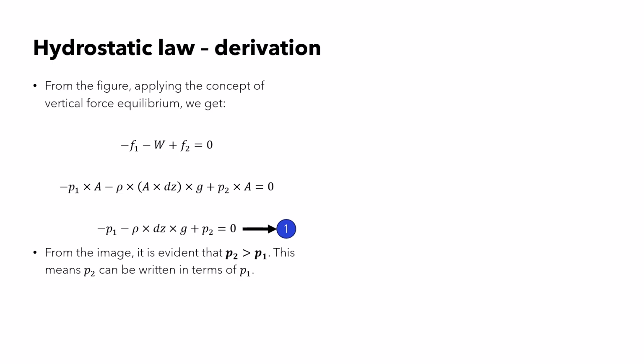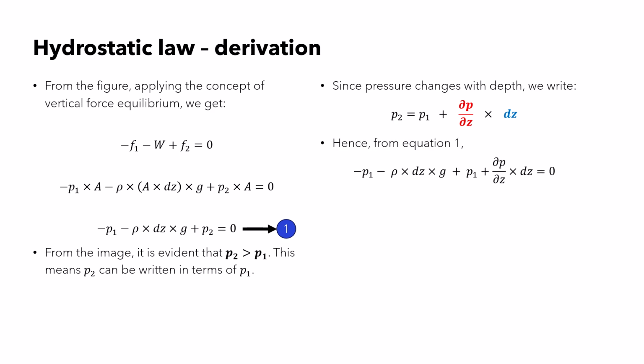Also, from the image, it is evident that P2 is greater than P1. This means P2 can be written in terms of P1. Since pressure changes with depth, we write it as P2 equals P1 plus dou P by dou Z into dz. Hence, from equation 1, minus P1 minus rho into dz into G plus P1 plus dou P by dou Z into dz is equal to 0.